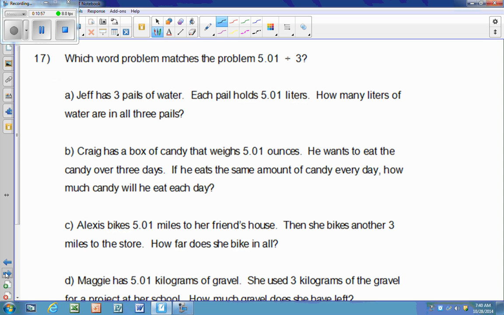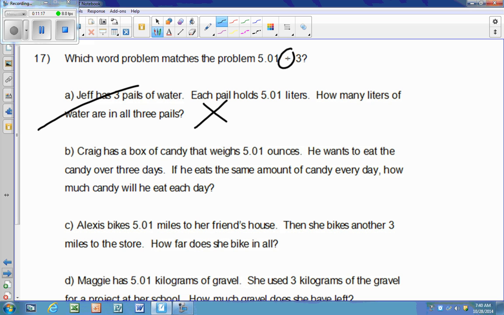Number 17 says, which word problem matches the problem 5 and 1/100ths divided by 3? Well, let's see. Jeff has 3 pails of water. Each pail holds 5 and 1/10 liter. How many liters are in all 3? If I want to find what's in all 3, I'm going to multiply. And right now, I want to make sure I'm dividing, so that's not an answer.